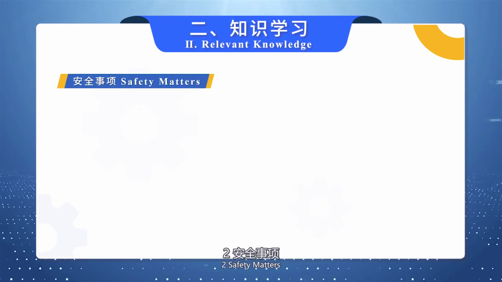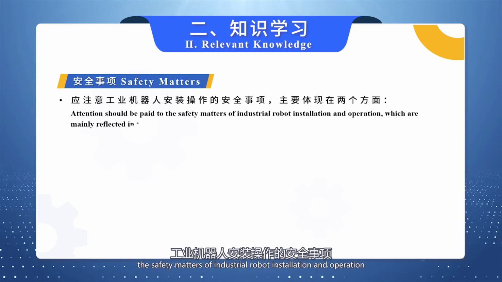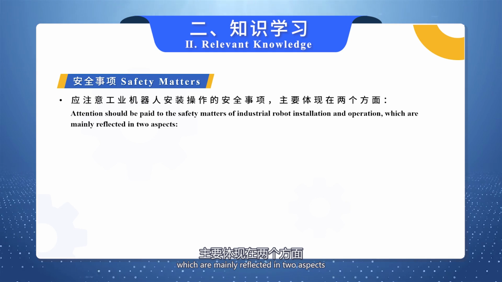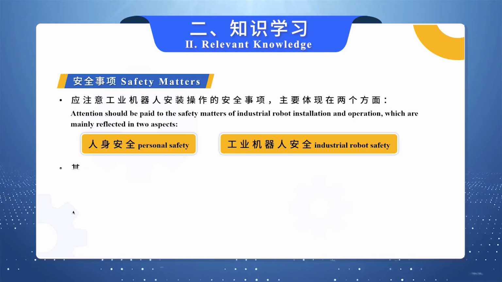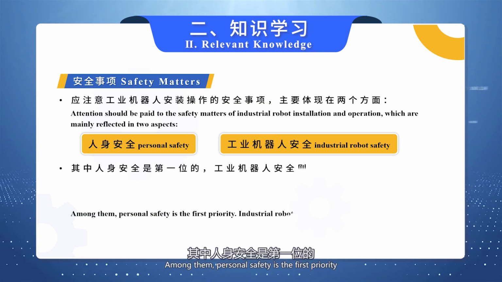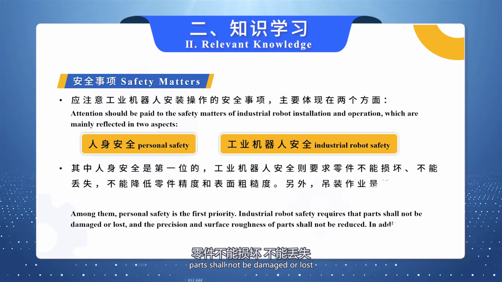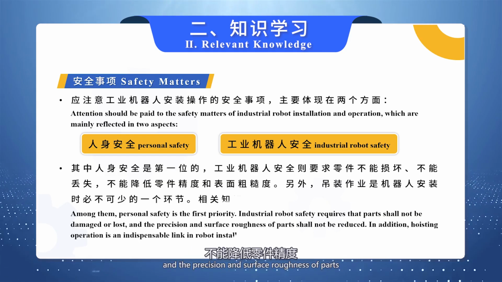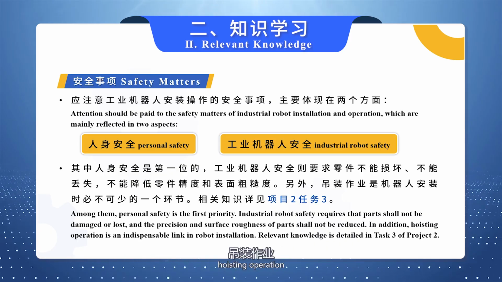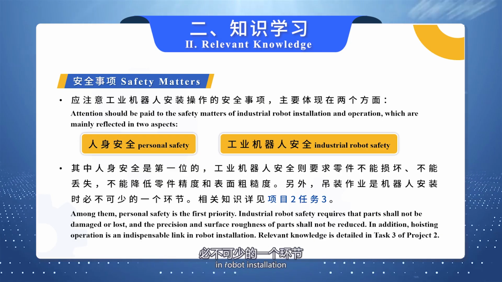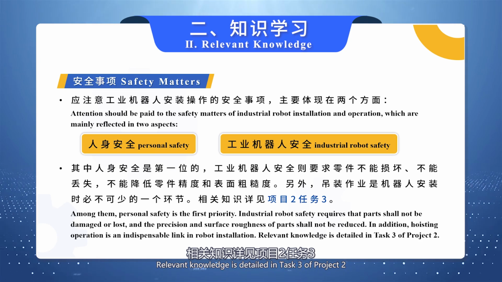Second, safety matters. Attention should be paid to the safety matters of industrial robot installation and operation, which are mainly reflected in two aspects: personal safety and industrial robot safety. Among them, personal safety is the first priority. Industrial robot safety requires that parts shall not be damaged or lost, and the precision and surface roughness of parts shall not be reduced. In addition, hoisting operation is an indispensable link in robot installation. Relevant knowledge is detailed in Task 3 of Project 2.